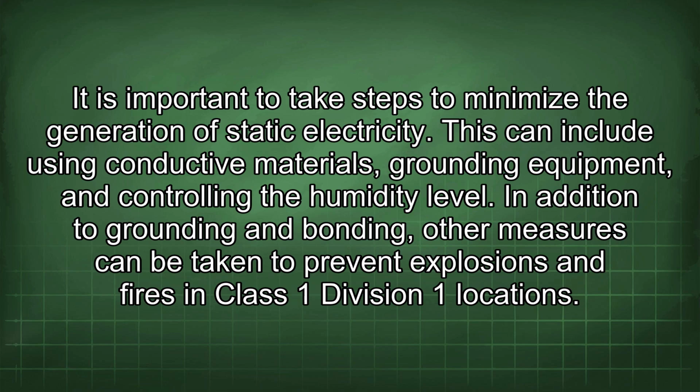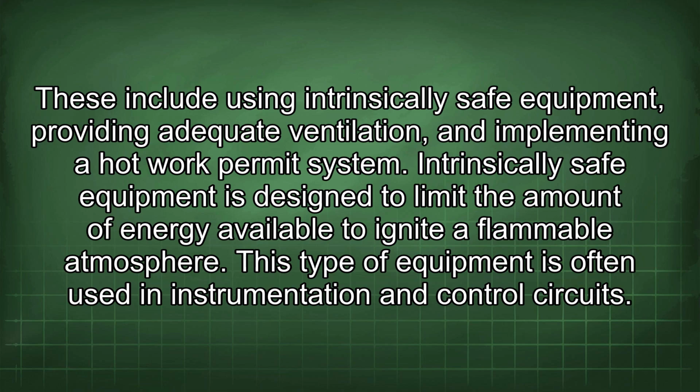In addition to grounding and bonding, other measures can be taken to prevent explosions and fires in Class 1 Division 1 locations. These include using intrinsically safe equipment, providing adequate ventilation, and implementing a hot work permit system. Intrinsically safe equipment is designed to limit the amount of energy available to ignite a flammable atmosphere. This type of equipment is often used in instrumentation and control circuits.